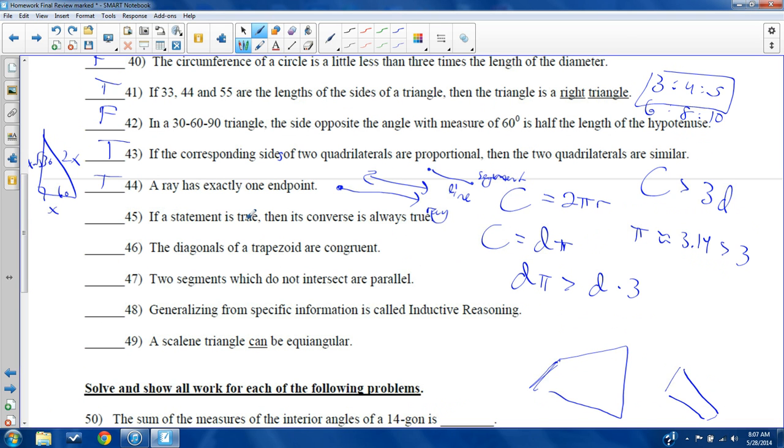If a statement is true, then its converse is always true. False. I wonder, then, the converse. If its converse is always true, is the statement true? No, that's also... Whoop, I just wrote true. That's false.